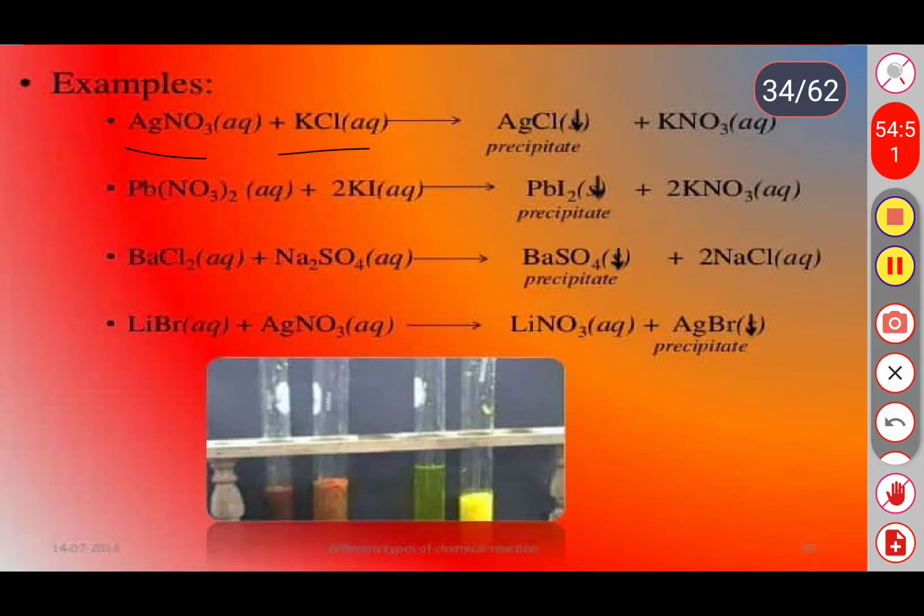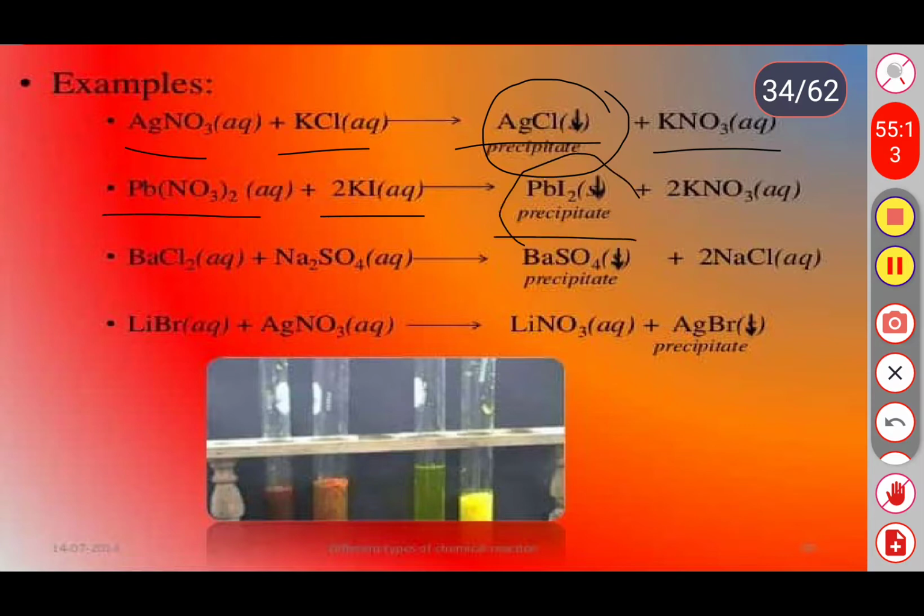Next one, lead nitrate. When lead nitrate is combined with potassium iodide, it forms lead iodide, and lead iodide is usually in the precipitate form, and potassium nitrate is the other compound. Next, see the third example. Barium chloride. When barium chloride is combined with sodium sulfide, what does it form? Barium sulfide. Barium sulfide is usually in the precipitate form, and the other compound is sodium chloride. So these are some examples of precipitation reactions.